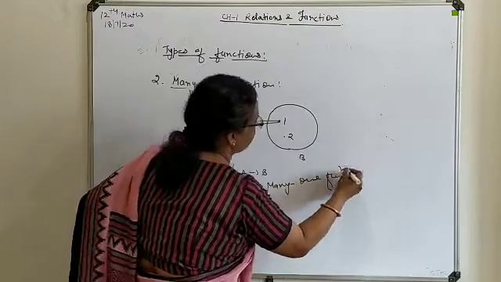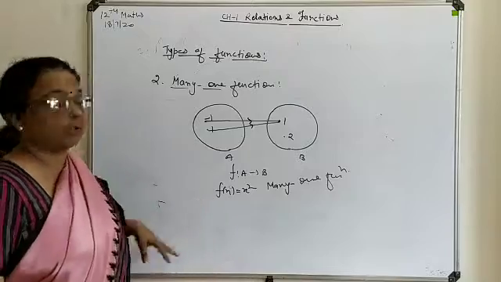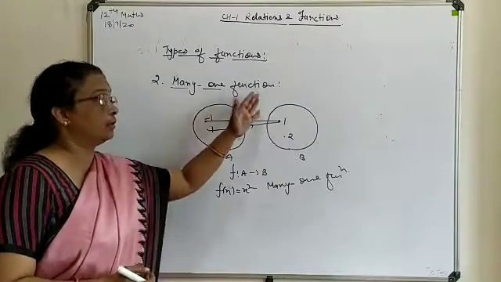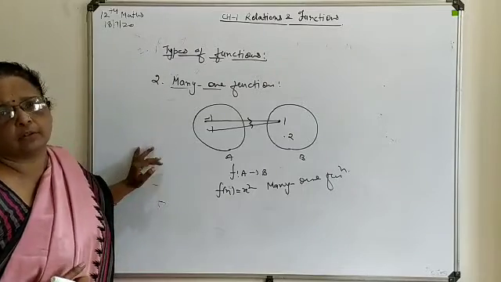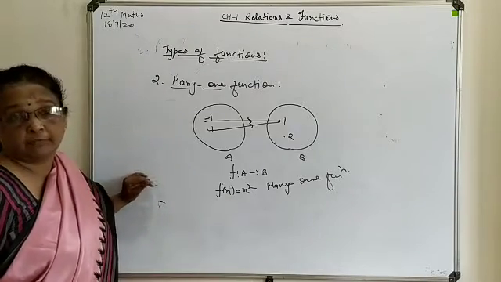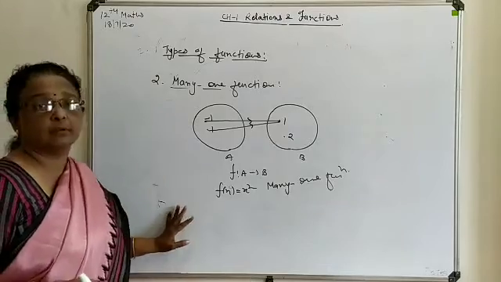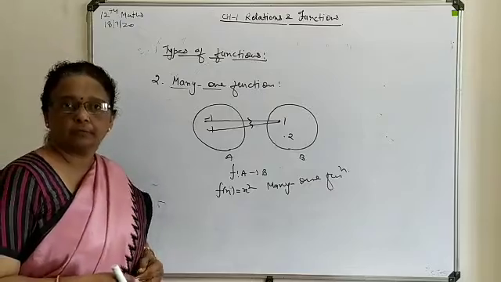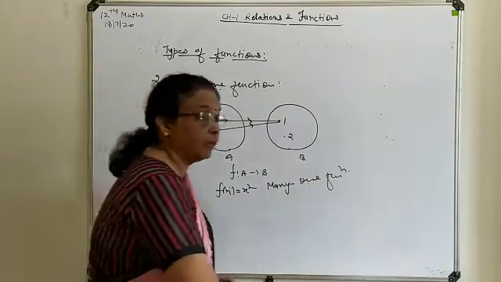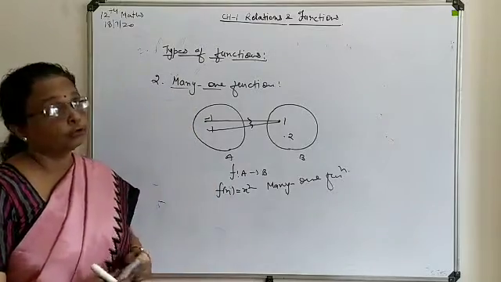It is not necessary that only two elements have a single image. Sometimes more than two elements have a single image in your answer form. It normally happens when you talk about a signum function, integer functions, and so on. So all these types of functions come under this category as many-one functions.